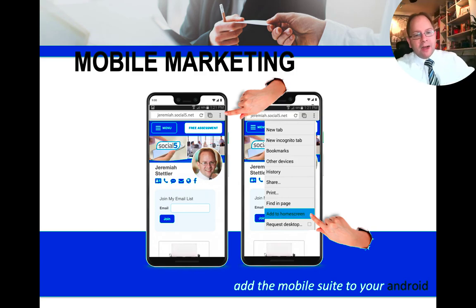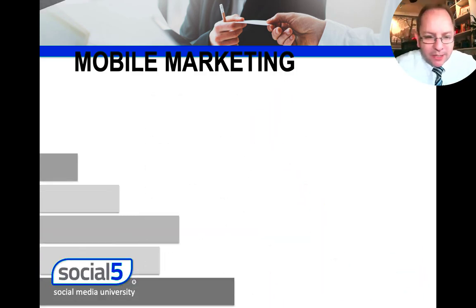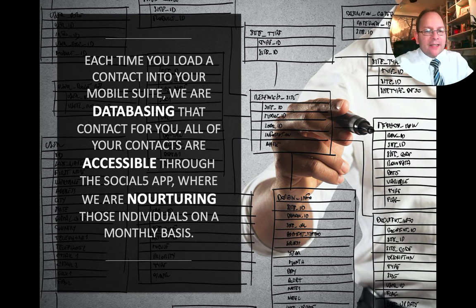Now, every time you add somebody to your mobile business card, what's going to happen is that we will database all of those contacts for you, okay? And they'll be accessible through the Social 5 app where we are nurturing those individuals on a monthly basis, okay? So if you go to that app, and if you haven't been there before, you can either access it through social5.com/app, or you can go to our website at social5.com and click login.